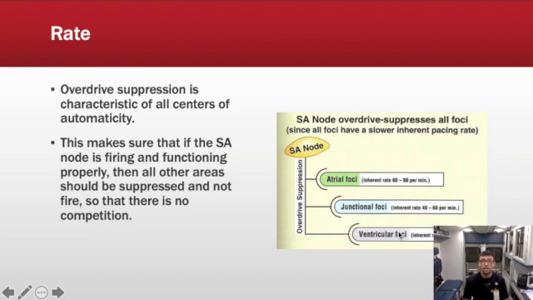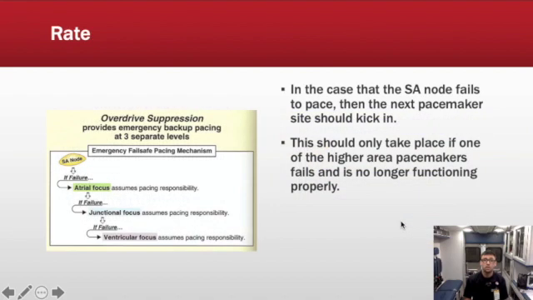These are patients that we need to figure out the cause of why they might be this slow, why it's not functioning correctly. These are patients that we might be pacing, or patients that might get a pacemaker in a hospital. So in the case that the SA node fails again, then the next pacemaker site should kick in.